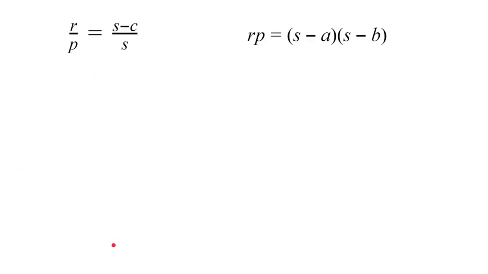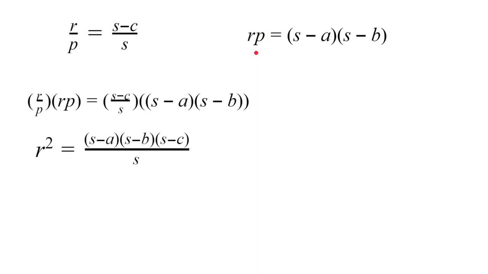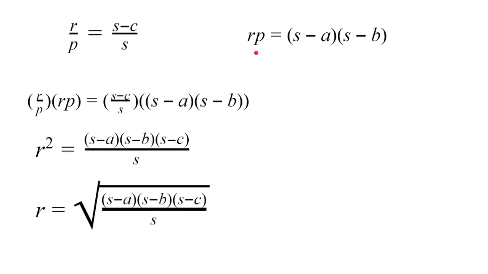Okay, so now we have the quotient of R and P and the product of R and P. We're only looking for R right now, so we can multiply the two equations to get rid of P. And now, we can just take the square root and get that R is equal to the square root of S minus A times S minus B times S minus C over S. Wow, this is looking a lot like Heron's formula now.